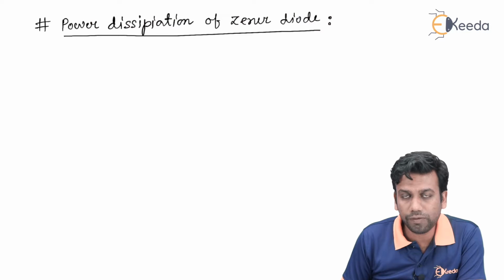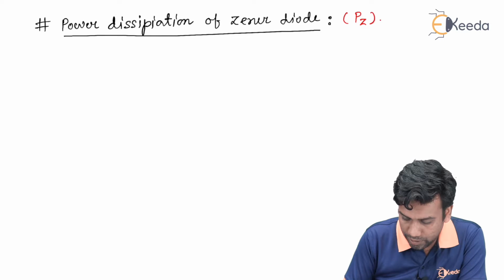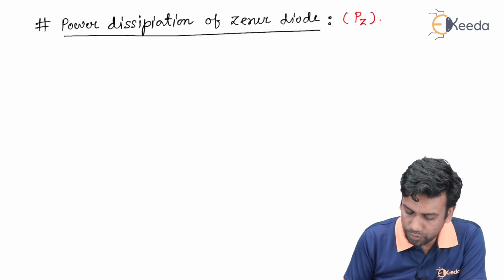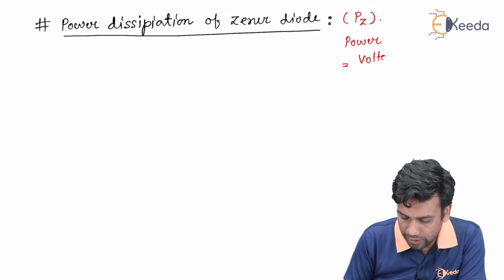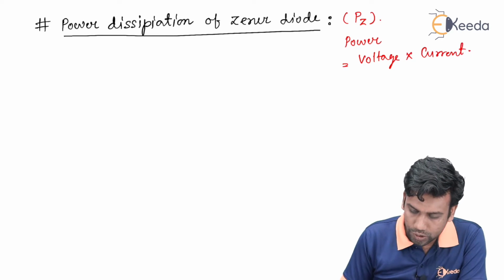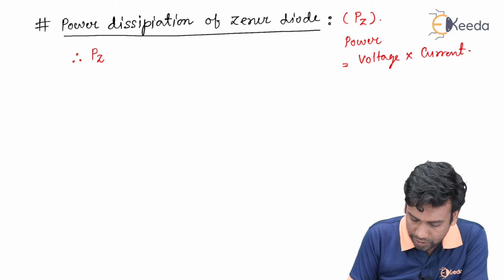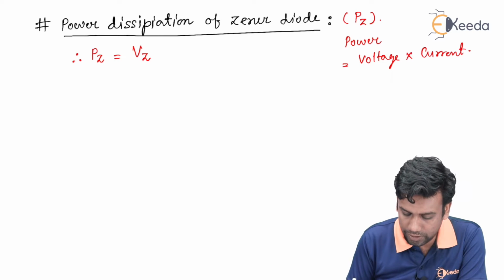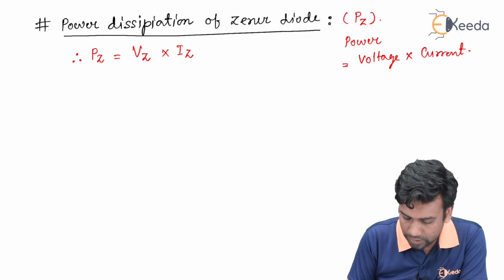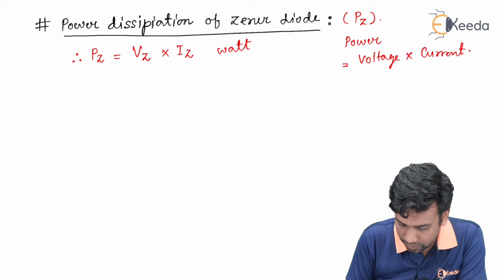Power dissipation of a Zener diode is denoted by the term Pz, and as we know, power is dimensionally equal to voltage into current. So, we can say that the Zener power dissipation factor Pz will be equal to the voltage across the Zener, that is the Zener voltage Vz, into the current flowing through the Zener, that is Iz, and the unit will be watts.